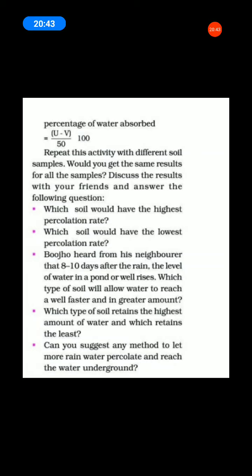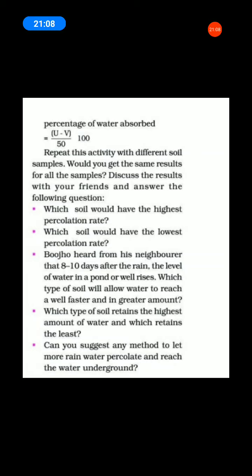Next one. Which soil would have the lowest percolation rate? Which soil? Sandy soil. The answer is sandy soil. Write the answer, students, with your pencil.